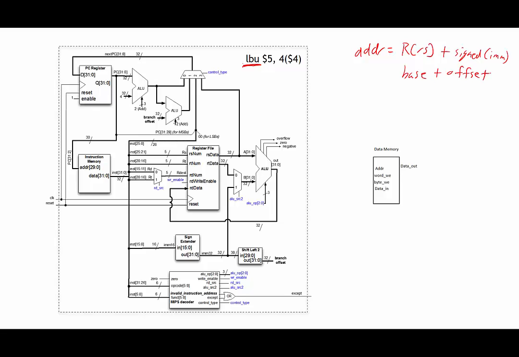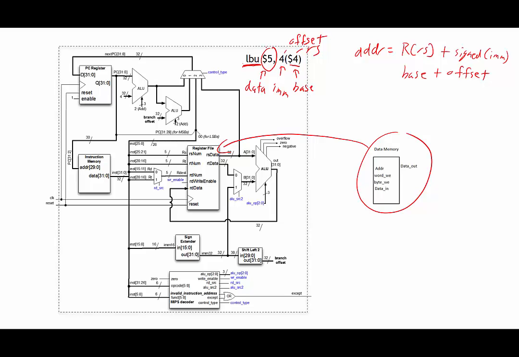offset. So in the encoding, we have our base register calculated here. This is our base register, which is indicated by RS. We have our immediate value here, which is our offset. And then we need to figure out where we're going to take the data from the data memory and put that into the register file. Which register we put this data in is indicated by register 5. So this is our data destination, and this is our register RT.